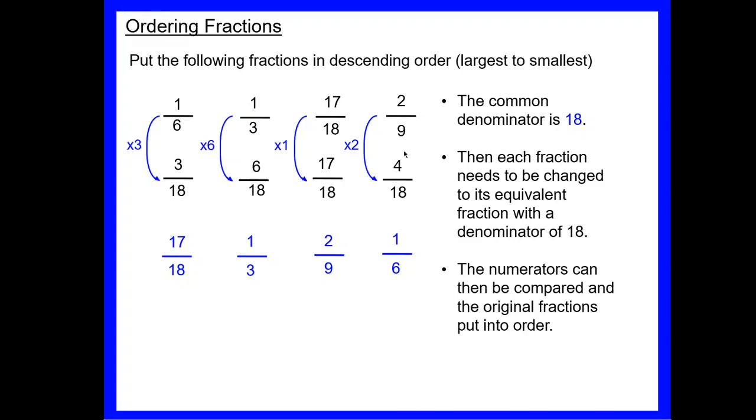So again, we're using our numerators once they have a common denominator to decide which order we put them, making sure whether we want largest to smallest or smallest to largest, and using the original fractions. So again, if you need to, pause the video and copy down the example.